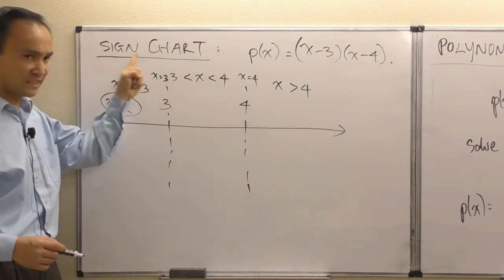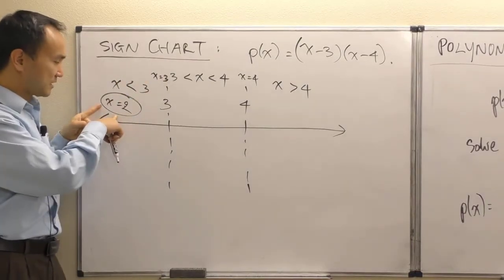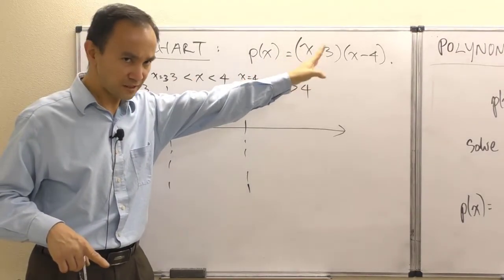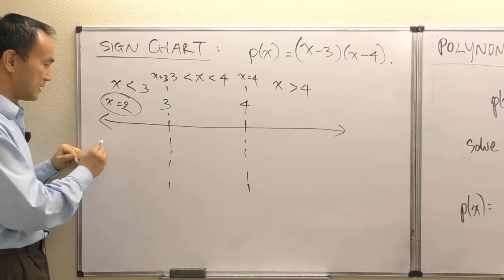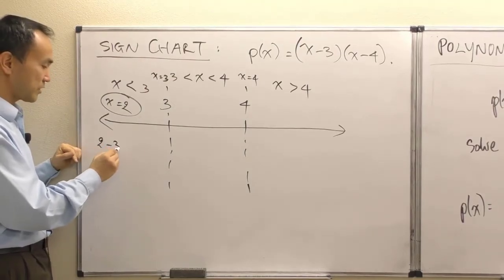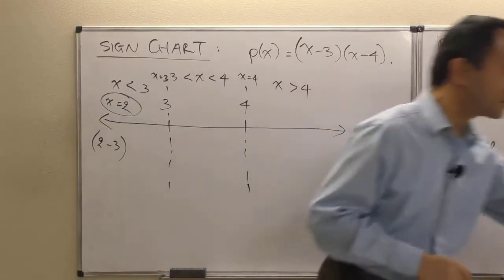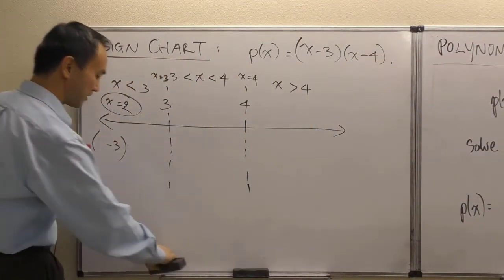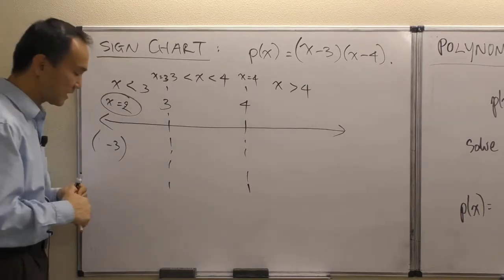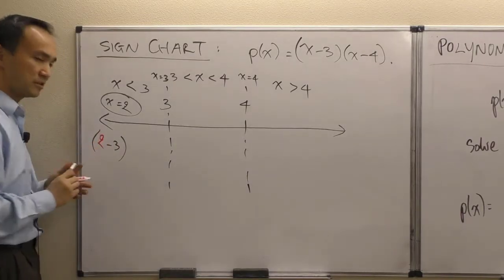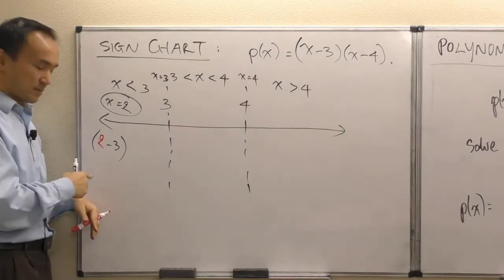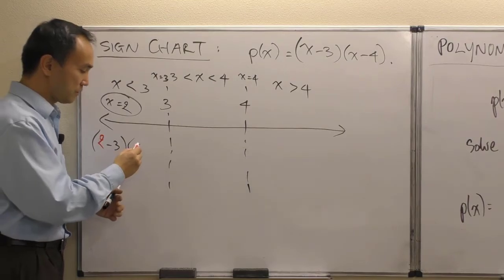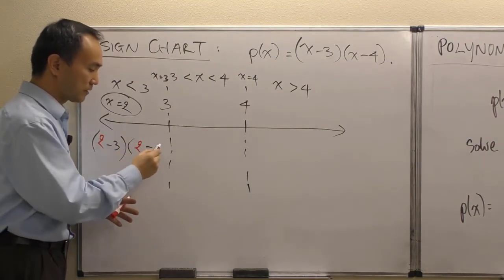So now here's the idea of the sign chart. I'm going to substitute x equals 2 into this factored form, and the factored form makes the calculation easy. 2 minus 3. Allow me to write the 2 here in red ink because it's a value that we selected, and we substitute that in our factored form of P of x. So 2 minus 3 in product with 2 minus 4.